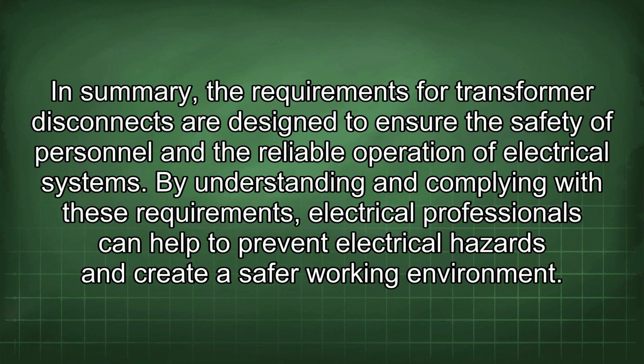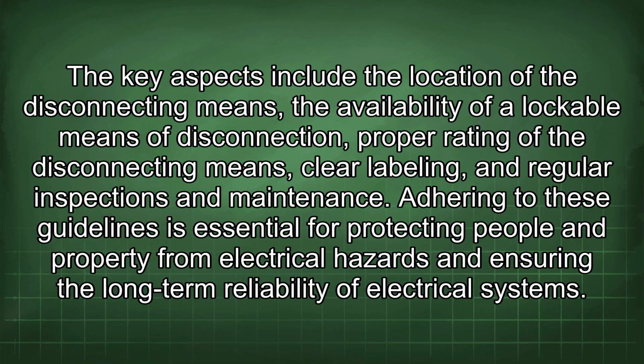In summary, the requirements for transformer disconnects are designed to ensure the safety of personnel and the reliable operation of electrical systems. By understanding and complying with these requirements, electrical professionals can help to prevent electrical hazards and create a safer working environment. The key aspects include the location of the disconnecting means, the availability of a lockable means of disconnection, proper rating of the disconnecting means, clear labeling, and regular inspections and maintenance. Adhering to these guidelines is essential for protecting people and property from electrical hazards and ensuring the long-term reliability of electrical systems.